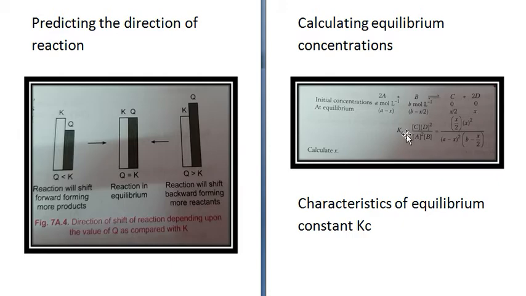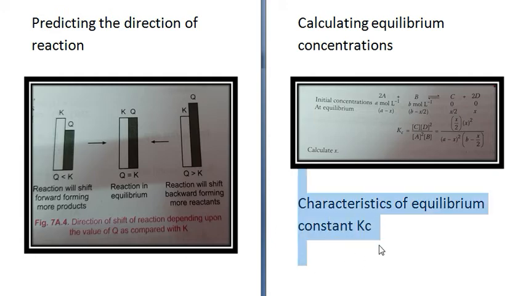K will be equal to the concentration of C into the concentration of D to the power 2, upon the concentration of A to the power 2 into the concentration of B. I told you in my previous video that the concentrations have to be raised to the stoichiometric coefficients, which here are 2, 1, 1 and 2. So what you get is X upon 2 into X square, divided by A minus X square into B minus X upon 2. In this way you can calculate the value of X.